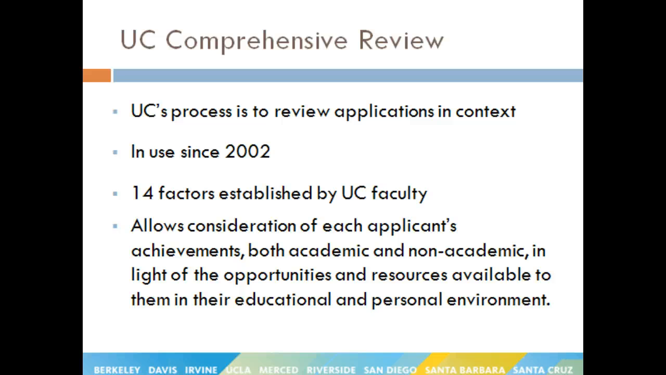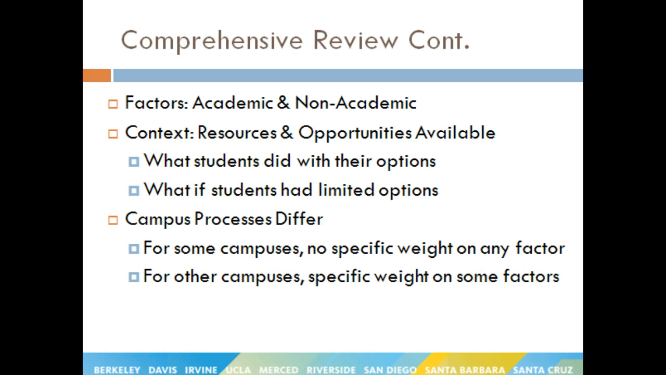Comprehensive review is the process that UC uses to evaluate your application. It was created by UC faculty and allows both academic and non-academic factors to be considered. This process allows the admissions reader to look at you as a whole person who is more than just a GPA and test scores. It is up to you to include information in your application that gives them context to what you have done. They want to know if you have taken advantage of the opportunities that have been presented to you in high school.